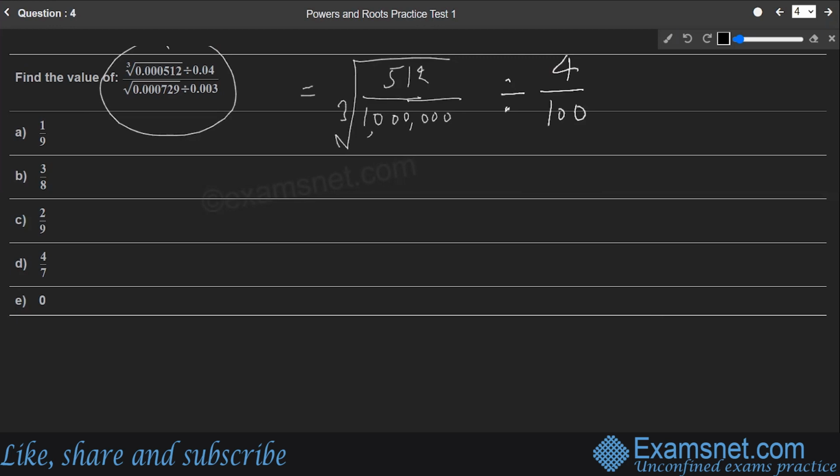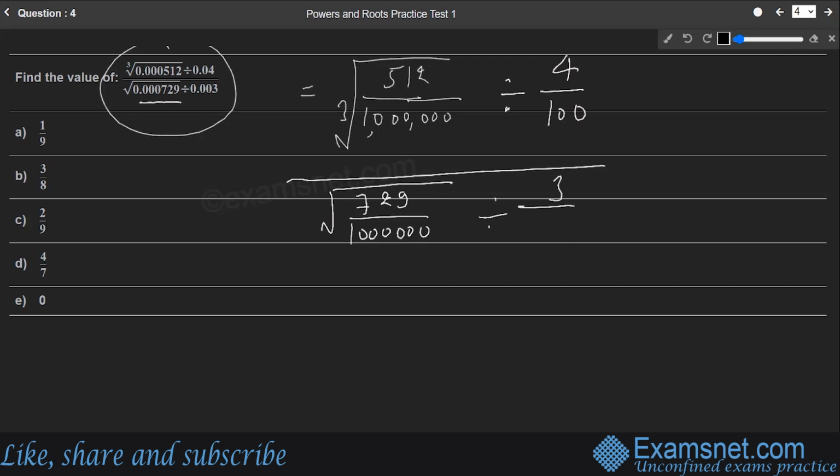So this is the numerator side. Okay, let's see the denominator side. In the denominator, we have 729 and that is in decimals. So in place of this 0.000729, what we can write is this is just the under root. So we can write 729 divided by the same 10 lakh. Divided by 3 by 1000, because 0.003 can be written as 3 by 1000 rather.